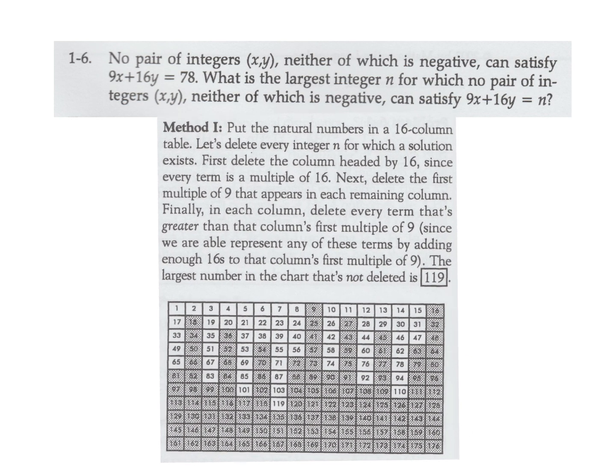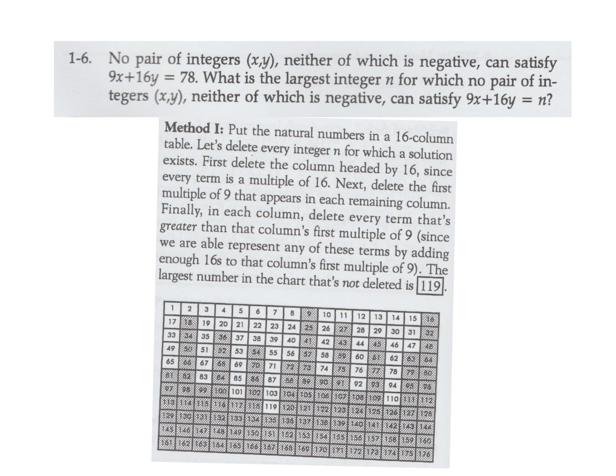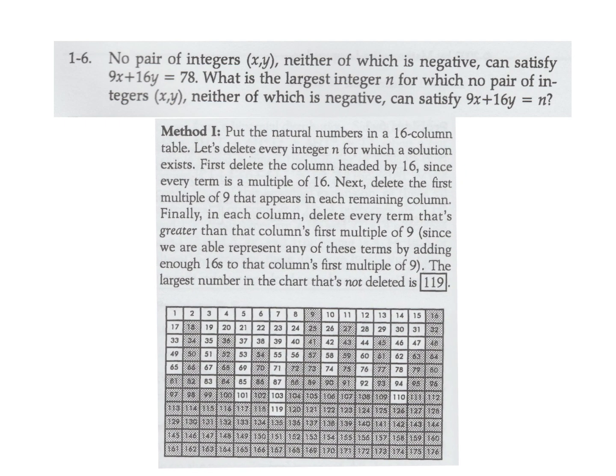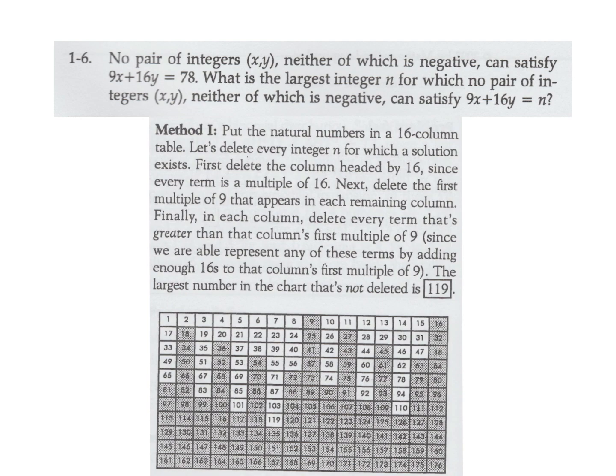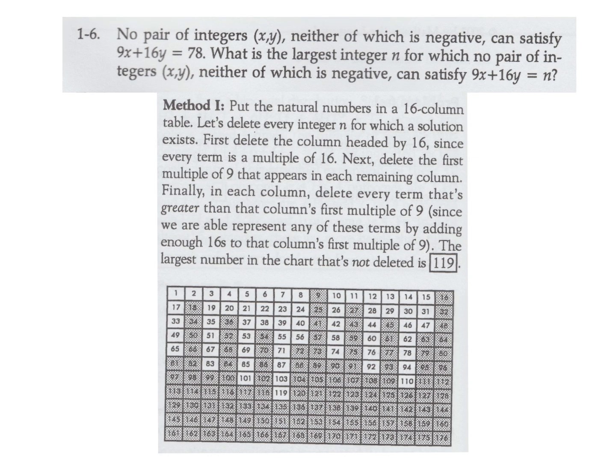No pair of integers x, y, neither of which is negative, can satisfy 9x plus 16y is 78. What is the largest integer n for which no pair of integers satisfies 9x plus 16y is n? All right, so I'll explain this. Basically what we want is 9x plus 16y is n. To concentrate on this equation first of all, and then we kind of go from there.